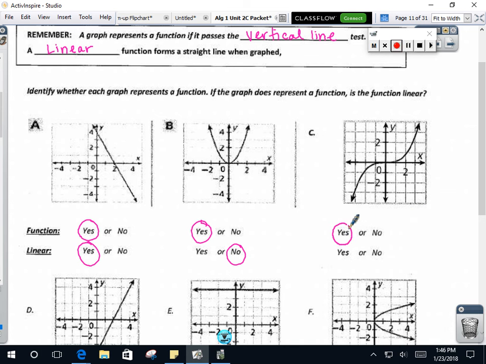All right, C, is it a function? Yes, it would pass the vertical line test. Is it a linear function? No, that's called a cubic function.